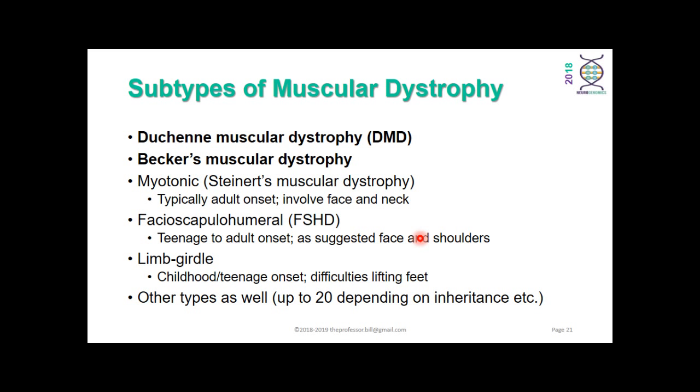But there are myotonic forms, which are, again, later onset, adult onset. Usually they involve muscle groups in the face as well as neck, so you won't be able to use them. Your speech may be affected in myotonic forms of muscular dystrophy. There is the FSHD type of muscular dystrophy as well, also occurring more toward the end of the teenage period, early adulthood, affecting muscle groups within the face as well as in your shoulder. And then the limb girdle type.